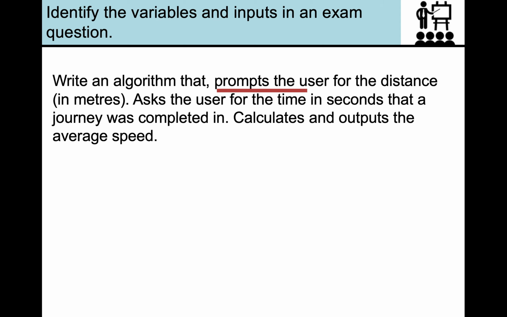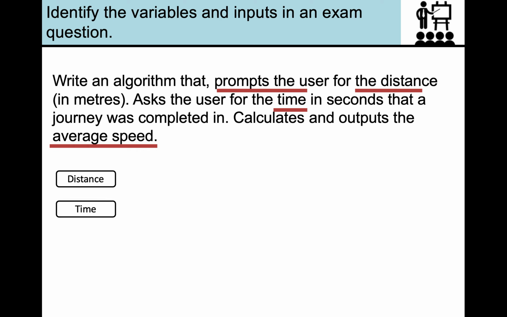We're asking the user for the distance in meters, so that's going to be our first variable. We're also going to ask the user for the time, so that's going to be another variable because that's a value the user is going to be entering. And we're going to need a variable to hold the average speed because that's going to be a result of the calculation that we need to store. So we have the variable distance, we have the variable time. Now we need to assign a user input to them.